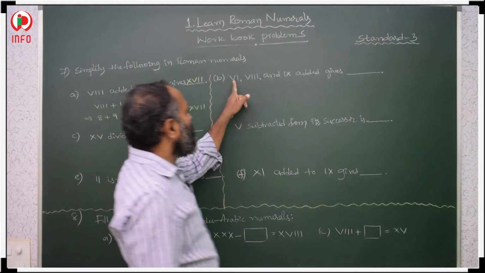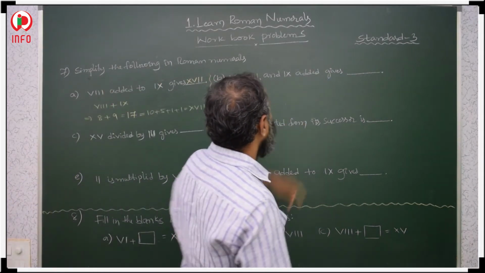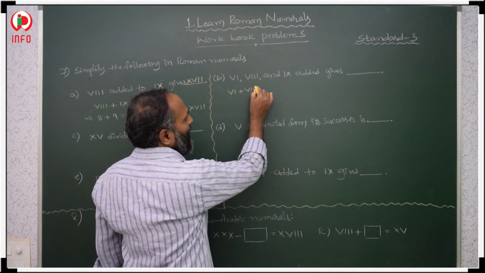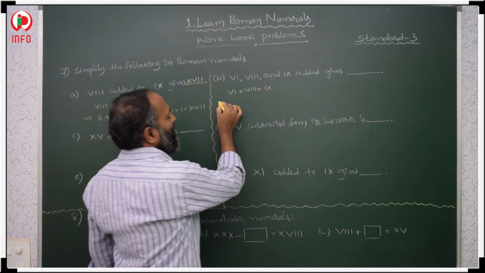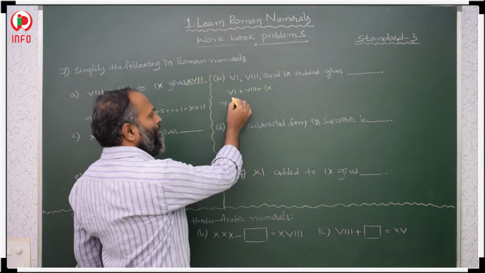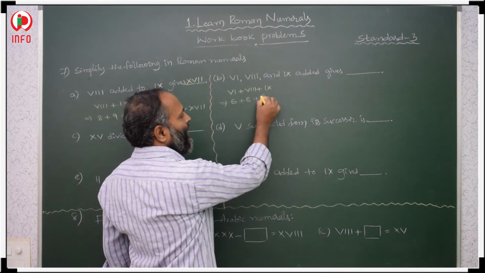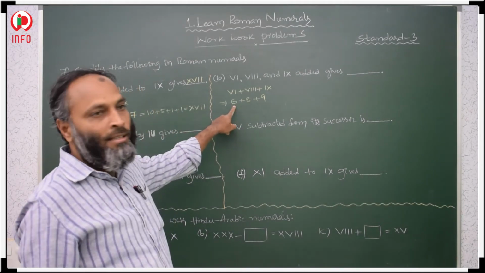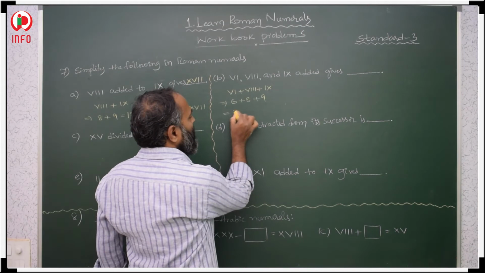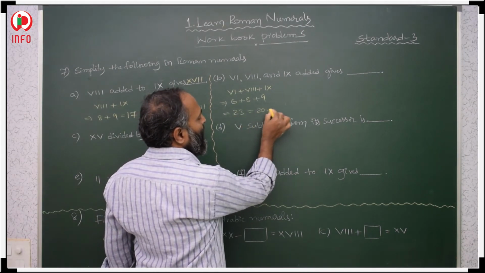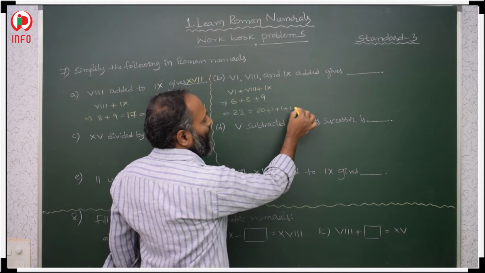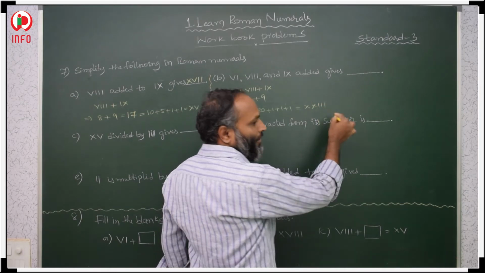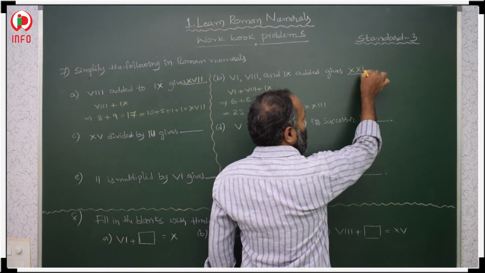Then VI, VIII, IX added again. VI plus VIII plus IX. VI means 6, VIII means 8, and this is 9. 9 plus 8 is already there, 17. 17 plus 6 is 23. Then how to take 23? 20 plus 3, that is 1 plus 1 plus 1. 20 means X plus X, 20. So X, X, I, I, I.